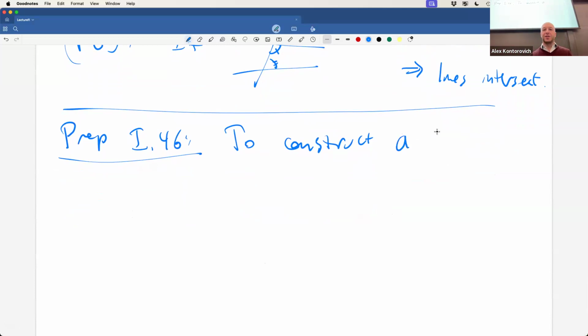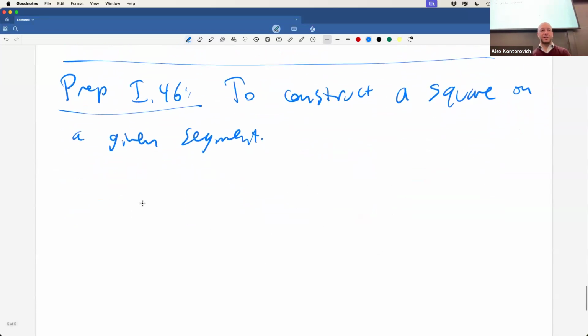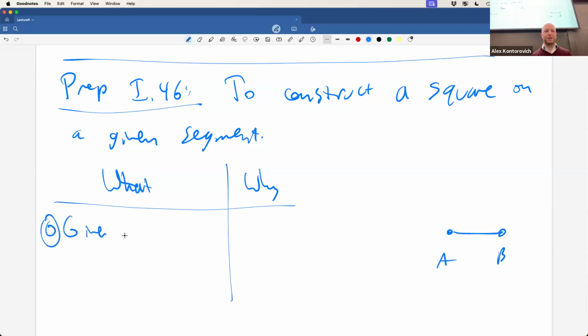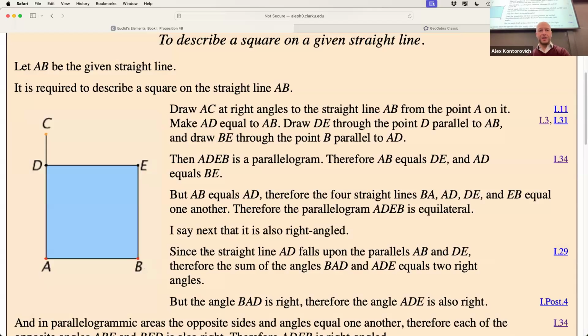To construct a square, a regular quadrilateral, on a given segment. So we're given AB. Let's do the what and the why. We're given A and B and AB by assumption, and our goal is to construct a square. Okay. Step 1, let's look over what Euclid does.